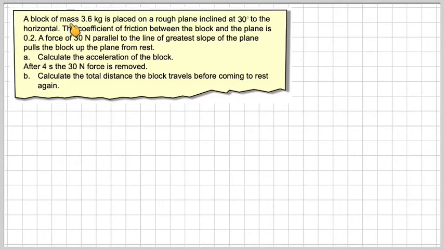A block of mass 3.6 kilograms is placed on a rough plane inclined at 30 degrees to the horizontal. The coefficient of friction between the block and the plane is 0.2. A force of 30 newtons parallel to the line of greatest slope of the plane pulls the block up the plane from rest. A. Calculate the acceleration of the block.